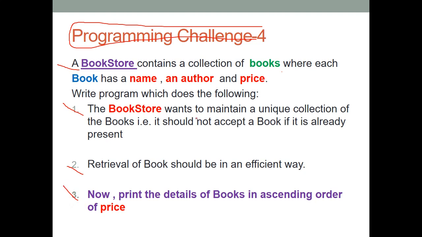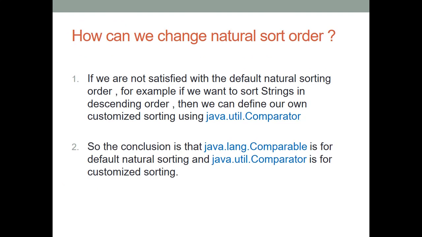First, the bookstore wants to maintain a unique collection of books. It should not accept a book if it is already present. You don't want to store duplicates, only unique books. Retrieval of the books should be efficient. Second, print the details of the books in ascending order on the basis of price. It's a customized order.